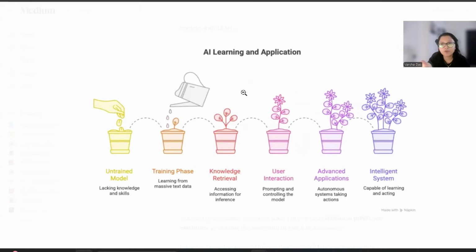And this is another image which I generated, which is also going to help you strengthen the concepts that we just discussed. We start with sowing the seeds. We have an untrained model, then slowly we get into the training phase, then knowledge retrieval. As users we interact, we give prompts, and finally we get to the stage where we have autonomous systems taking actions, capable of learning and acting on behalf of humans. So I think this captures the entire flow.